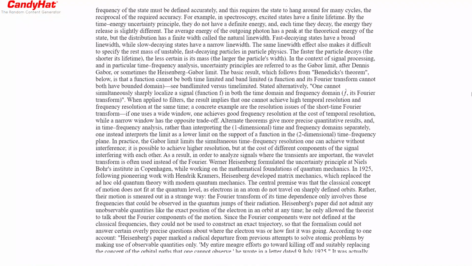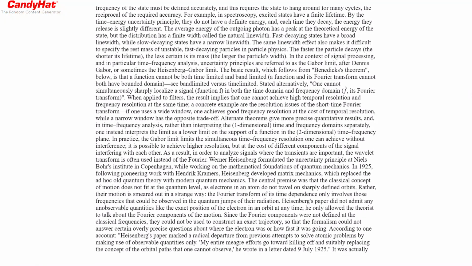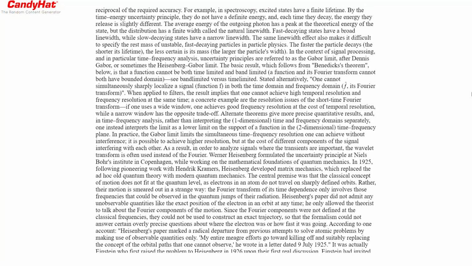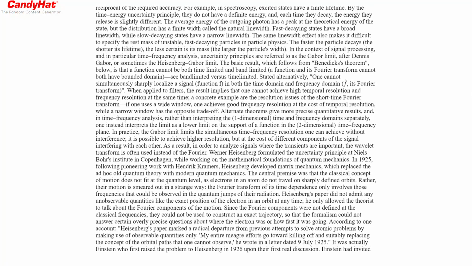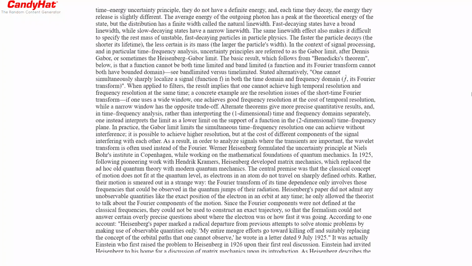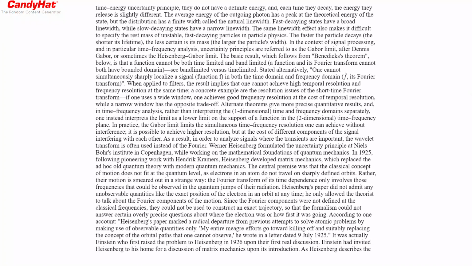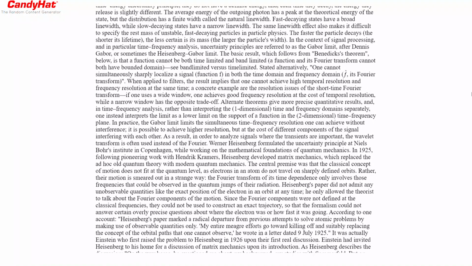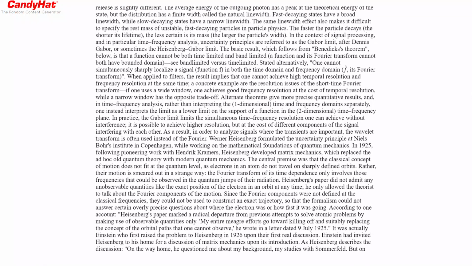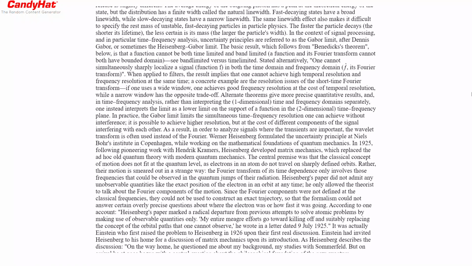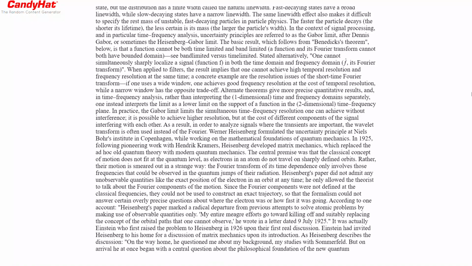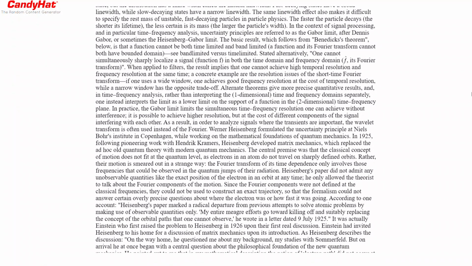The Fourier transform of its time dependence only involves those frequencies that could be observed in the quantum jumps of their radiation. Heisenberg's paper did not admit any unobservable quantities, like the exact position of the electron in an orbit at any time. He only allowed the theorist to talk about the Fourier components of the motion. Since the Fourier components were not defined at the classical frequencies, they could not be used to construct an exact trajectory, so that the formalism could not answer certain overly precise questions about where the electron was or how fast it was going.